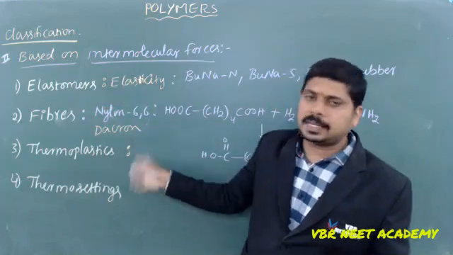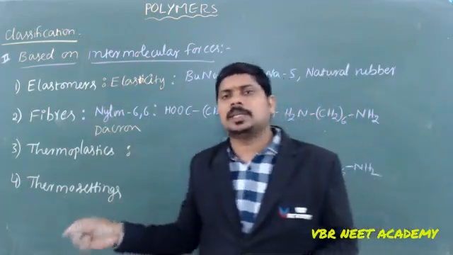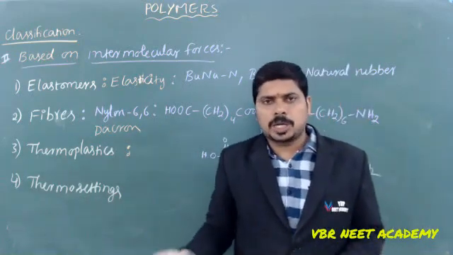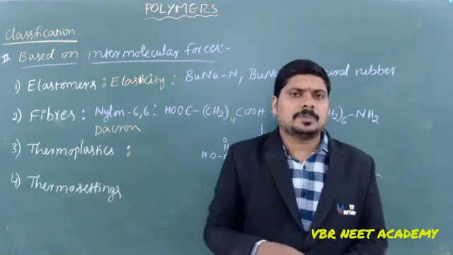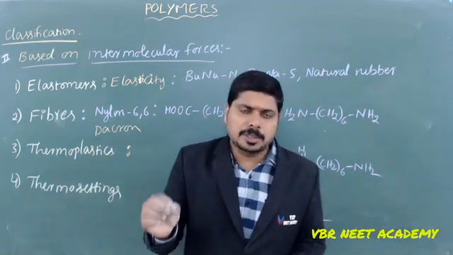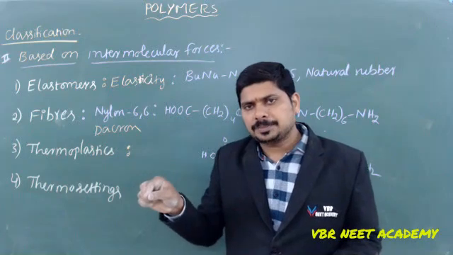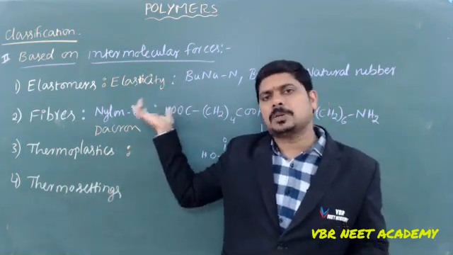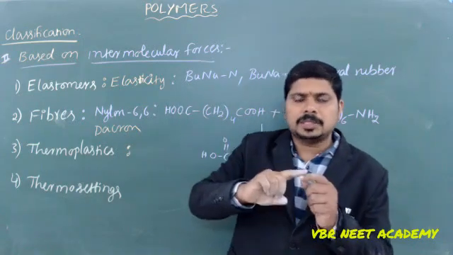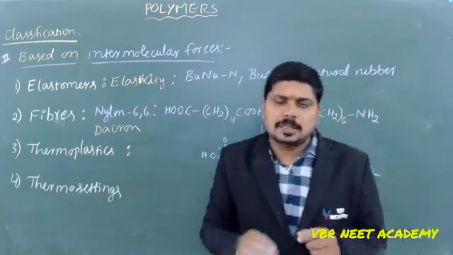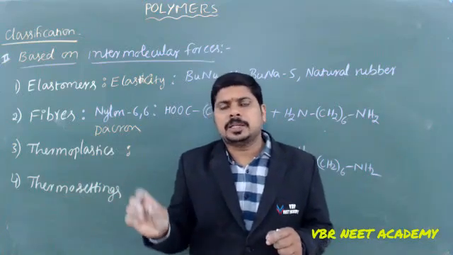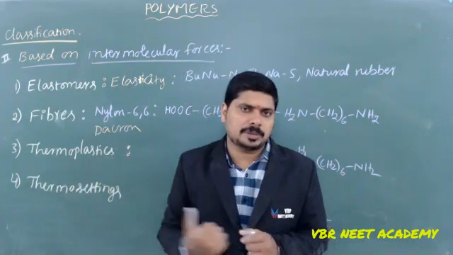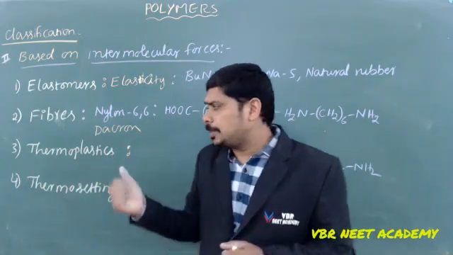Otherwise they will give examples directly. Arrange the following in increasing intermolecular forces: nylon 66, one rubber, that is Buna-N, and one plastic, PVC. Now which one is going to have more? Fibers. That's why nylon 66 is greater than thermoplastic PVC, which is greater than Buna-N rubber. So this is the way they can ask to arrange the following in increasing or decreasing intermolecular forces. This is the way we can give that. Understand? Now coming to the thermoplastics.